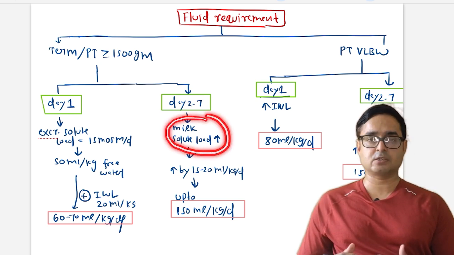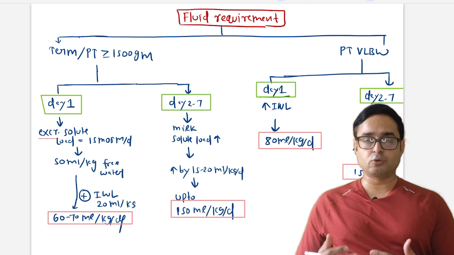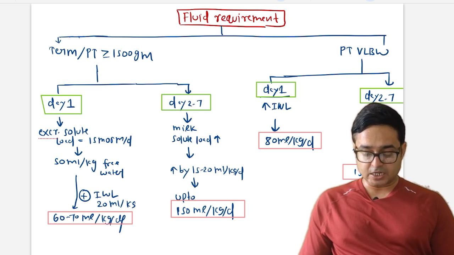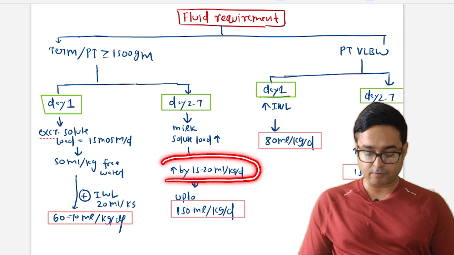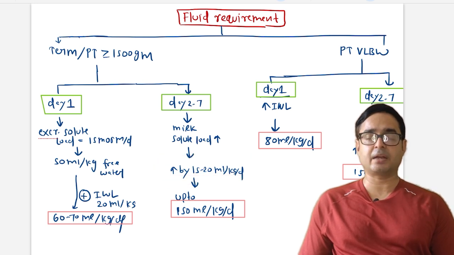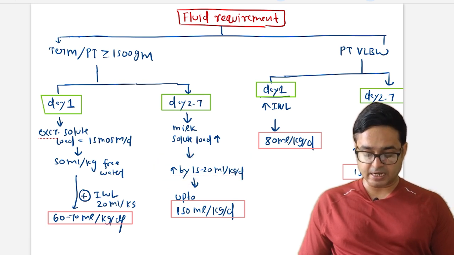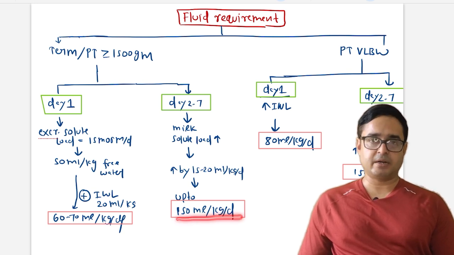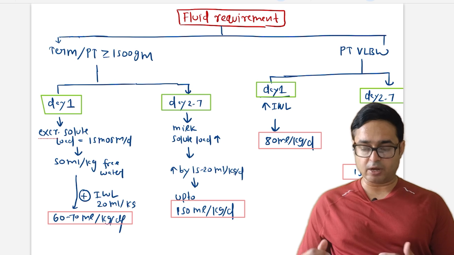So milk is solute dense. The solute load will increase. That solute load will increase by calculation. We have to increase our fluid by 15 to 20 ml per kg per day. That translates up to 7 days 150 ml per kg per day. That's how it gets calculated.